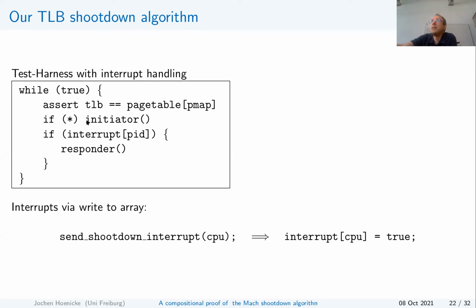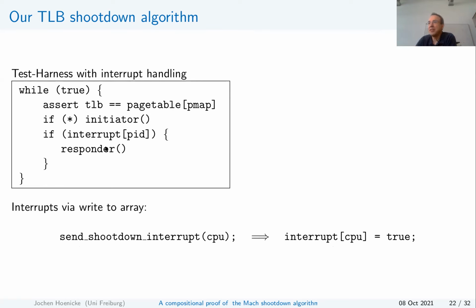So if it sees there is an interrupt, then it calls the interrupt routine, the responder. And it also can non-deterministically at any time call the initiator, which in the paper is the one that changes an entry on the page map. So here we allow arbitrarily many processes to change different page maps at the same time. And to handle these interrupts and shoot down interrupt, we just set this interrupt flag to true. And you see there's here a global array interrupt that is shared between all threads.